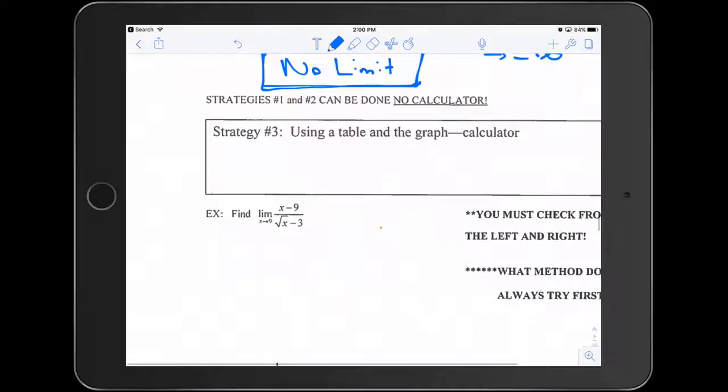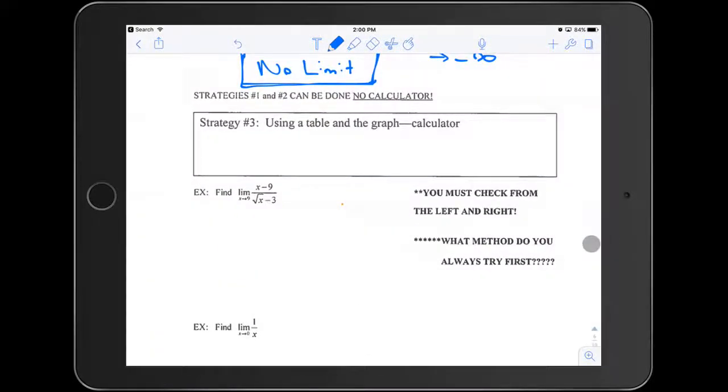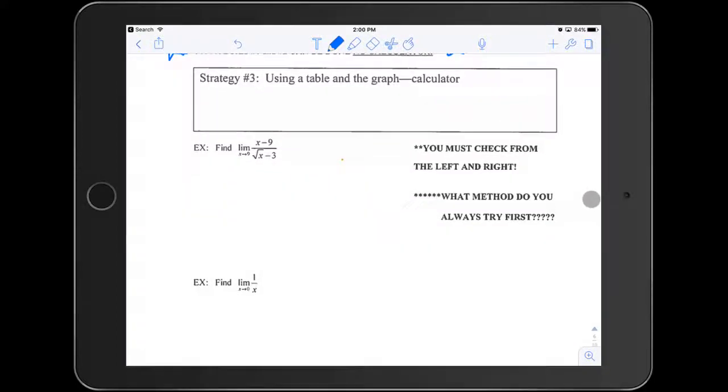Okay. So strategies 1 and 2 can be done with no calculator. We love that, and that's just something you always want to be able to do. But sometimes that doesn't always work either. For instance, example number 1: we're not going to infinity or negative infinity for this limit. We're approaching 9. If I put 9 into this expression, it'll end up giving you 0 in the denominator.